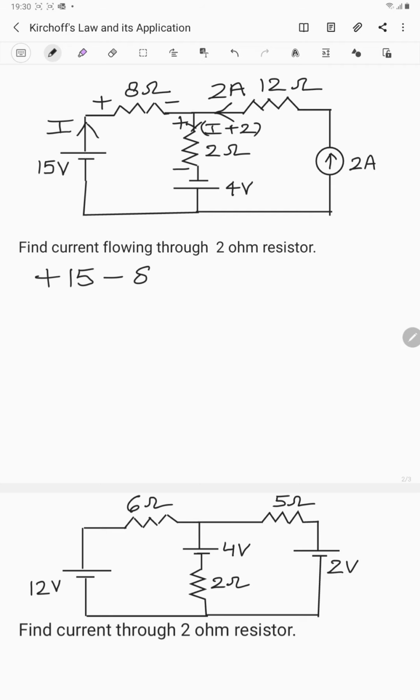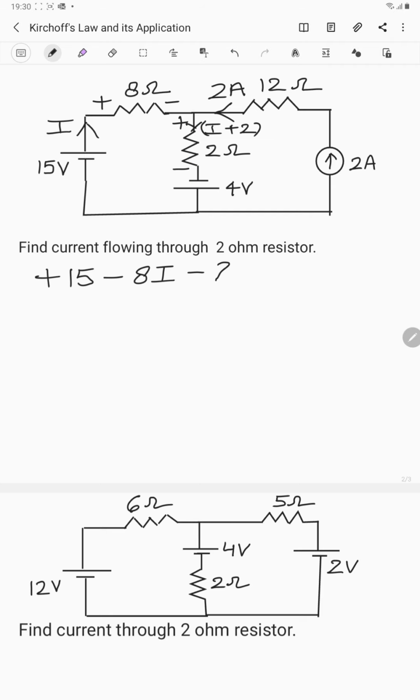It should be 8 into I, the value of the resistor and I the current flowing through it. Next is the 2 ohm resistor. For the 2 ohm resistor, we have to write down the voltage across it. And what should be the sign? We are moving from plus to minus, so the sign should be minus.